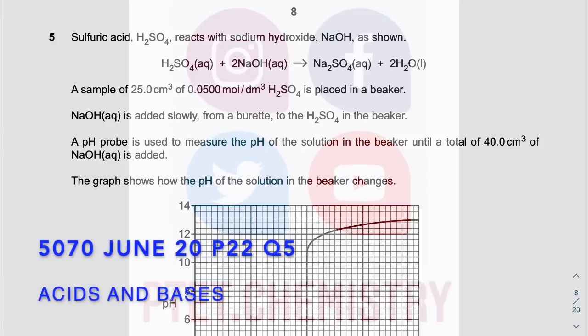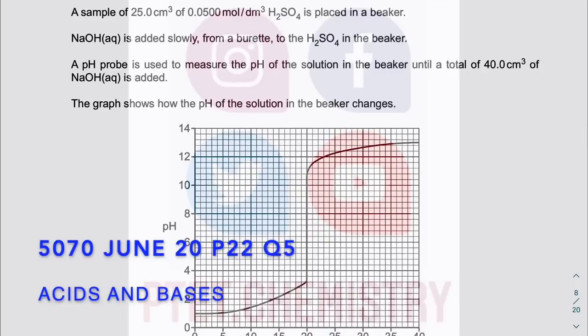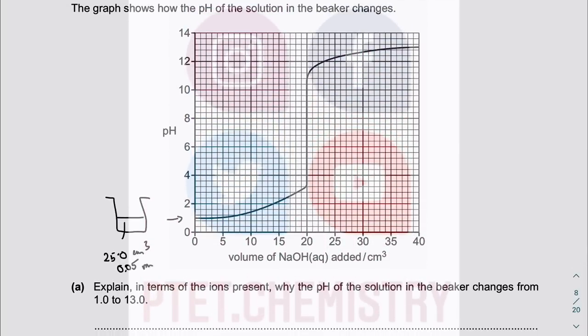Next question, sulfuric acid. So this is a typical neutralization reaction. What actually happened is you use a pH probe here. Okay, what did you start with? You have a pH of solution in a beaker, and you originally have H2SO4 in a beaker. At this point, your beaker is just 25.0 cm cube of 0.05 mole per dm cube H2SO4.